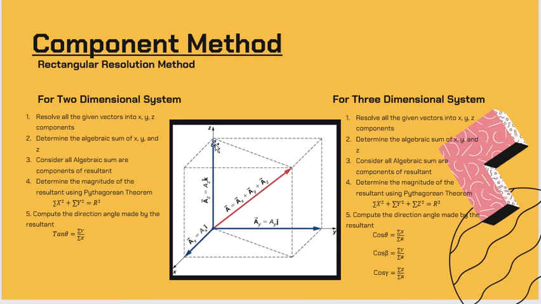So for 2-dimensional system and 3-dimensional system, pinagsasabay natin. Determine the algebraic sum of x, y, and z. So kukuhanin natin yung algebraic sum. So what will be the algebraic sum? Ibig sabihin, ito yung kinukuha natin, no? So same din naman sila lahat. The vector A of x plus the A of y and A of z. So almost the same.